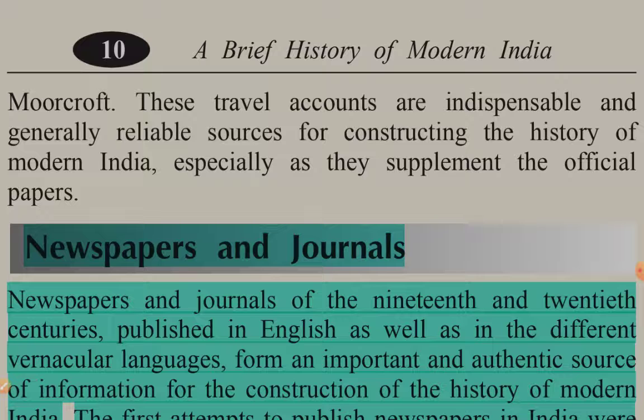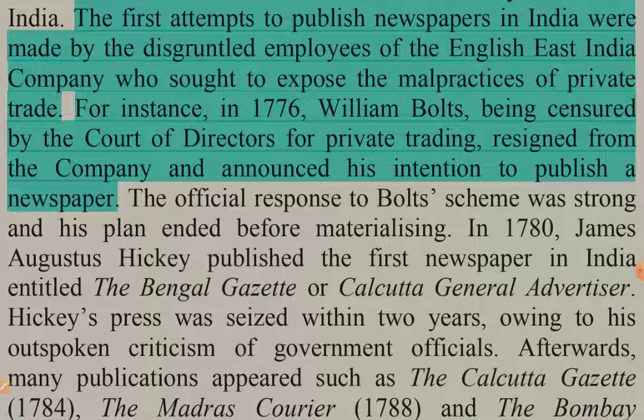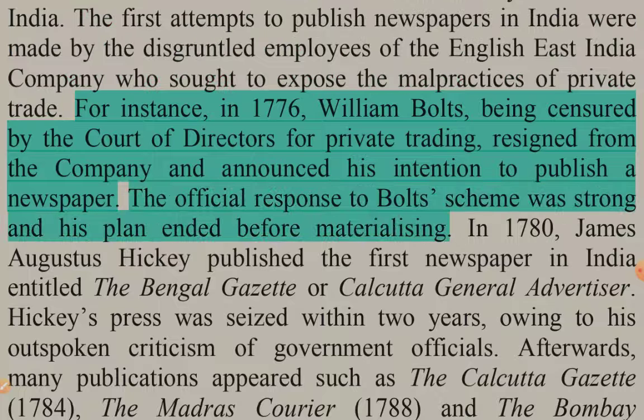Newspapers and journals. Newspapers and journals of the 19th and 20th centuries, published in English as well as in the different vernacular languages, form an important and authentic source of information for the construction of the history of modern India. The first attempts to publish newspapers in India were made by the disgruntled employees of the English East India Company who sought to expose the malpractices of private trade.